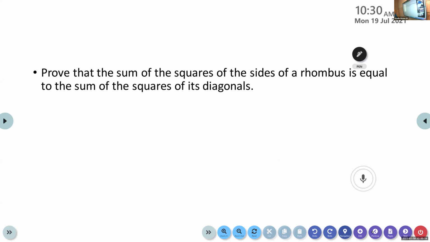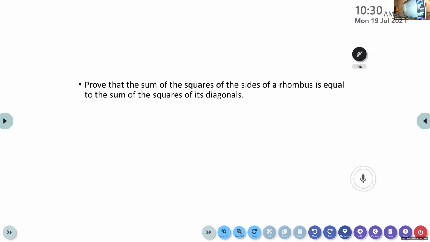Now write the next question, children. Next one is a very important question. Sometimes the statement will be asked for MCQ. Look at the question. Prove that the sum of the squares of the sides of a rhombus is equal to the sum of the squares of its diagonals.